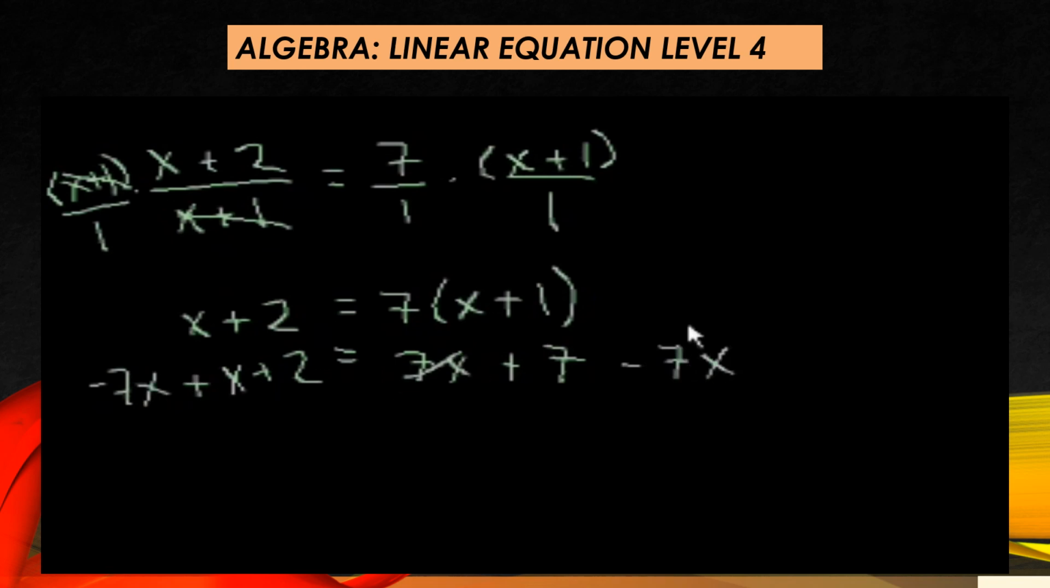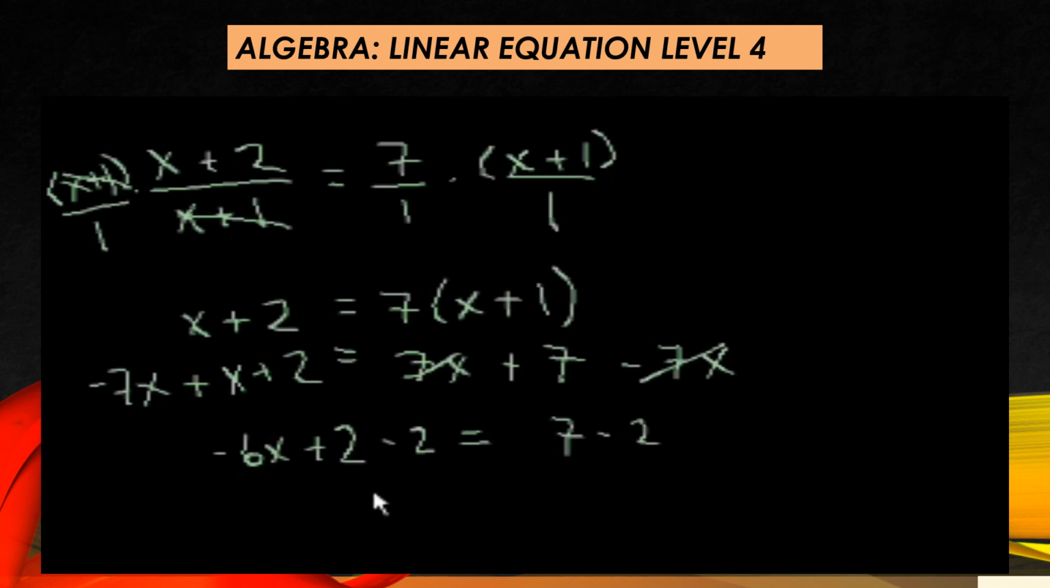On the right-hand side, these two 7x's will cancel out. And on the left-hand side, we have minus 7x plus x. Well, that's minus 6x plus 2 is equal to, and on the right, all we have left is 7. Now we just have to get rid of this 2, and we can just do that by subtracting 2 from both sides.